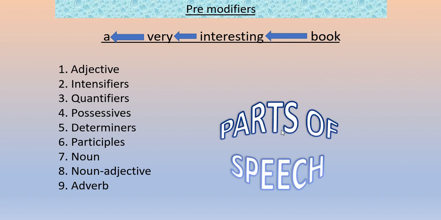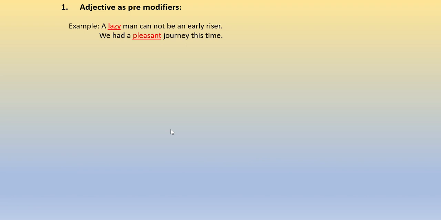So, to learn modifiers, you have to go through parts of speech. So, I hope you will again go through your grammar book, this part, and it will help you a lot. So, next, learn the rules one by one. First one is adjective as pre-modifiers. We know what an adjective is.